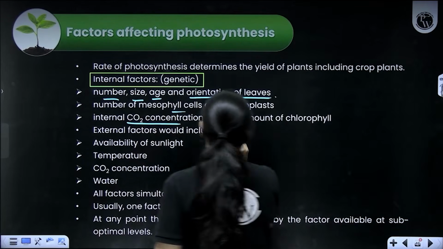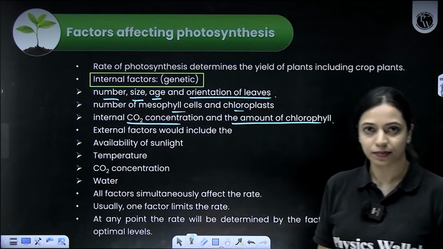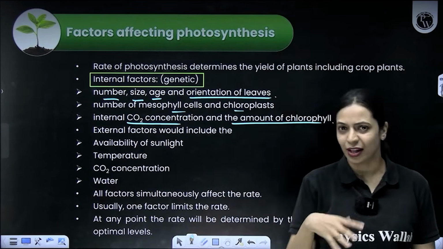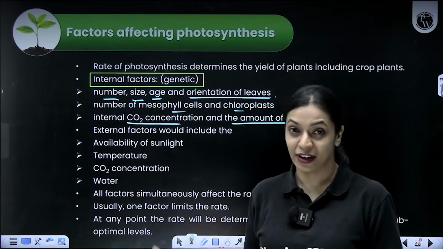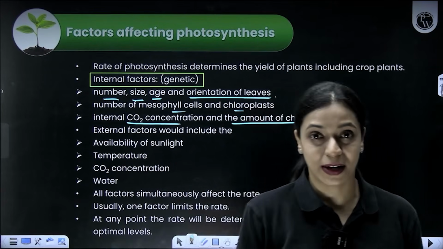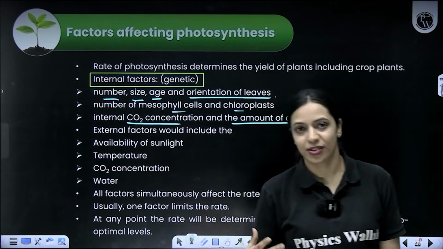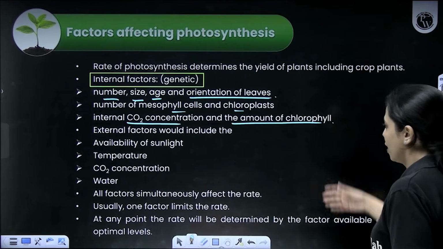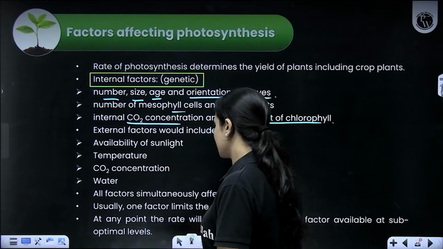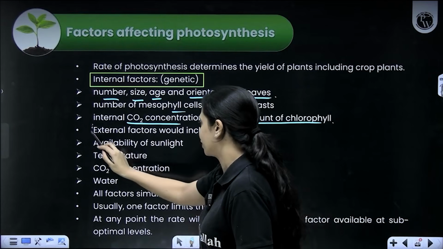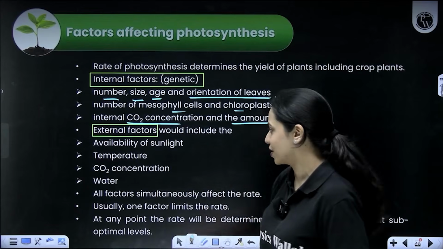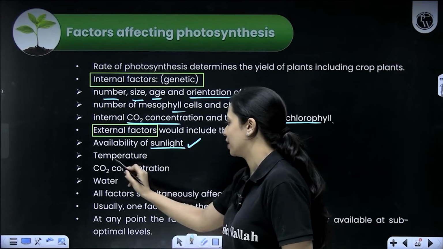Internal carbon dioxide concentration and the amount of chlorophyll. Internal carbon dioxide concentration is basically because in every one of our living cells, cellular respiration will keep taking place. As a byproduct of that, carbon dioxide will keep getting released, right? So that's the internal carbon dioxide concentration. More chlorophyll, more photosynthesis. And then we have external factors. External factors are mostly like the raw materials for photosynthesis. One is sunlight, availability of sunlight.